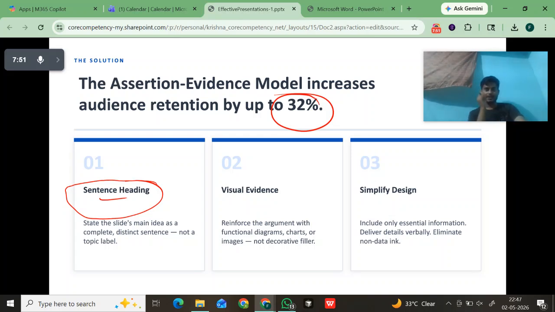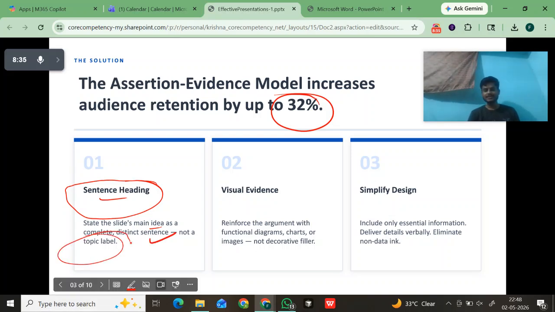Instead of writing what goes wrong, if I say disadvantages, how we fail while making slides, instead of saying what goes wrong, I'm writing the slide heading as a full sentence, then it makes much more sense. So whenever you are writing a heading of a slide, describe it in a proper full sentence, like how to communicate effectively. That is a specific slide title that explains to the learner what the slide is about. So state the slide's main idea as a complete distinct sentence, not a topic label.